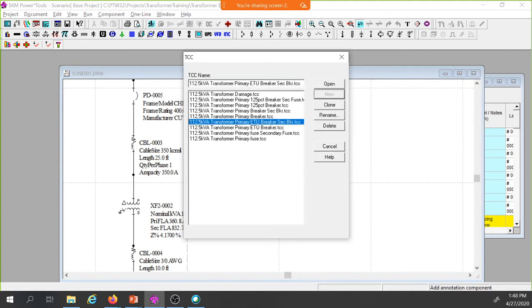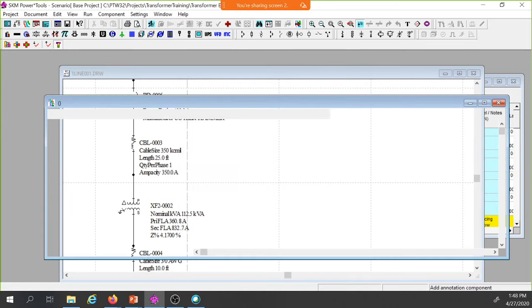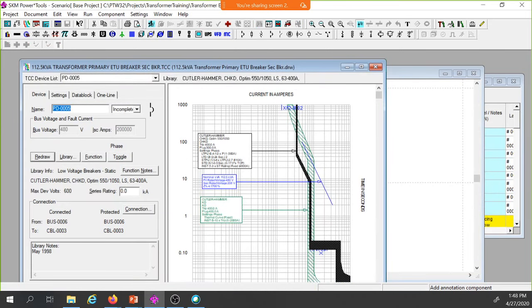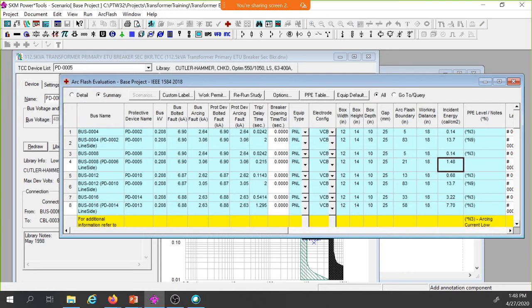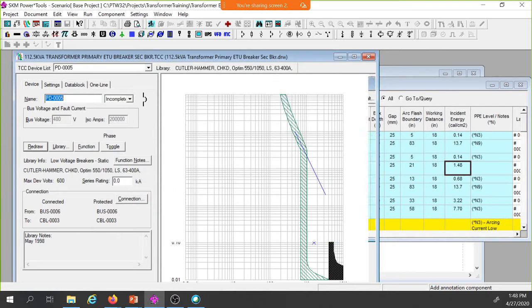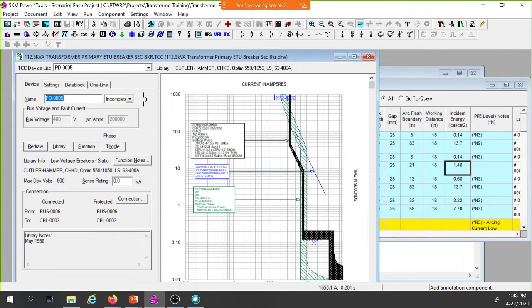Electronic trip unit breaker, secondary breaker, open. All right, so there's my energy. There's my breaker. So there's my energy. If I increase this short time delay, my energy goes up to 3.44. That's at its longest short time delay.